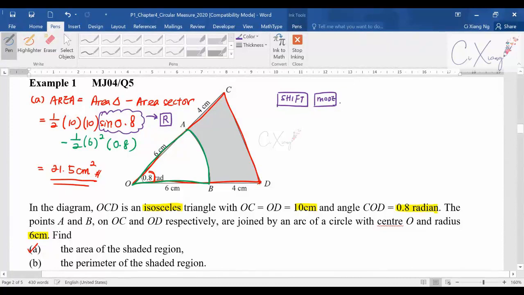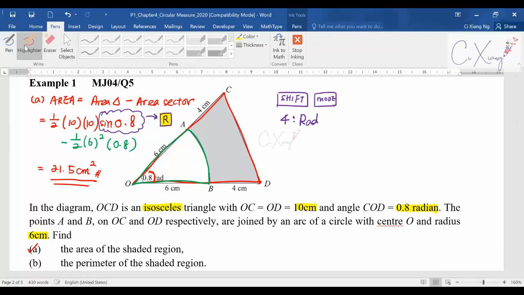Okay, so shift and mode. And then after that, for those who are using ES calculator, you should see something like this. You look for RAD. RAD means radian. So if you change it to become radian, on top of your calculator, you will see this sign. If you didn't change it, it will originally look like a degree.